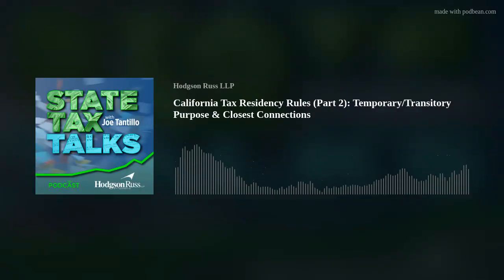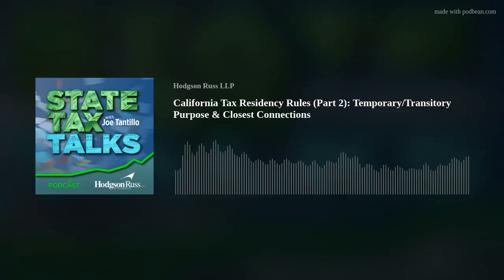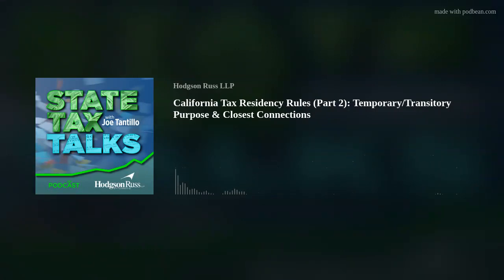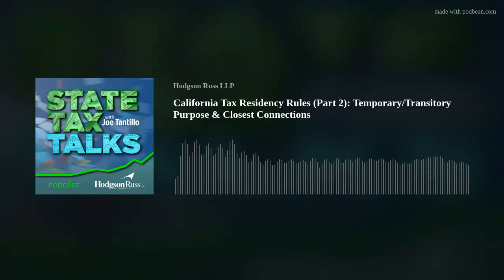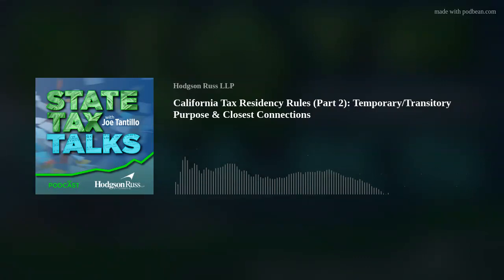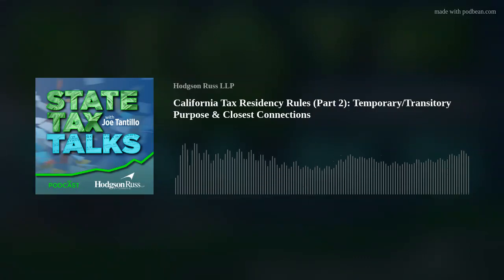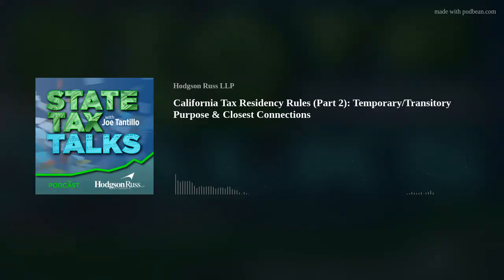The temporary transitory purpose test, Dan, as you well know, confuses people because it's this secondary analysis that happens regardless of the determination of domicile, because it can cut both ways. I'm going to try and state this the right way: you can be not domiciled in California, but be there for other than a temporary or transitory purpose and be taxed as a California resident. Or you can be domiciled in California, but be outside of California for other than a temporary or transitory purpose and escape California taxation.